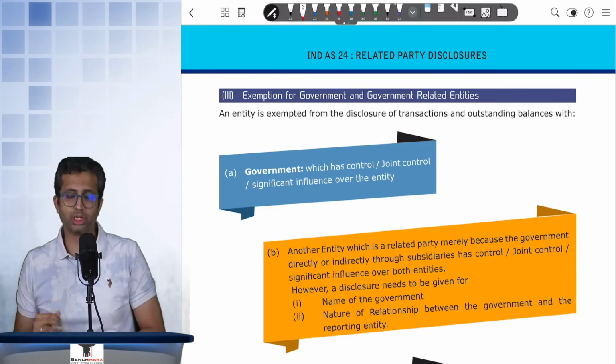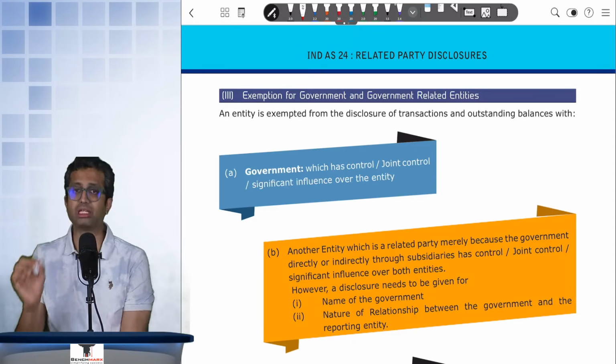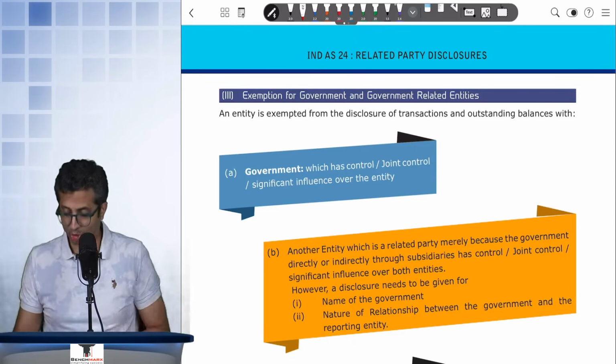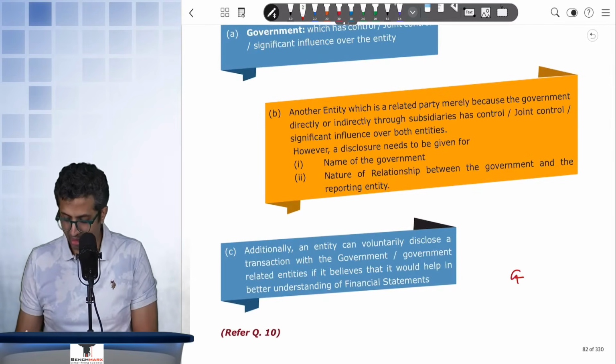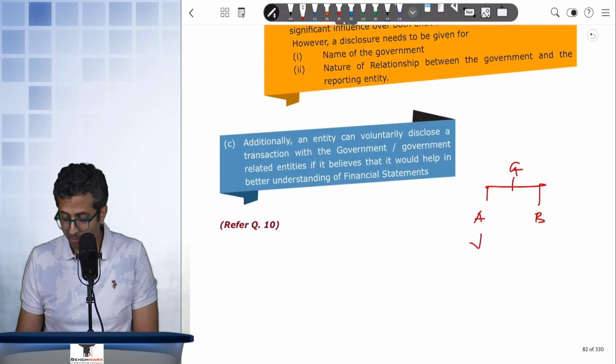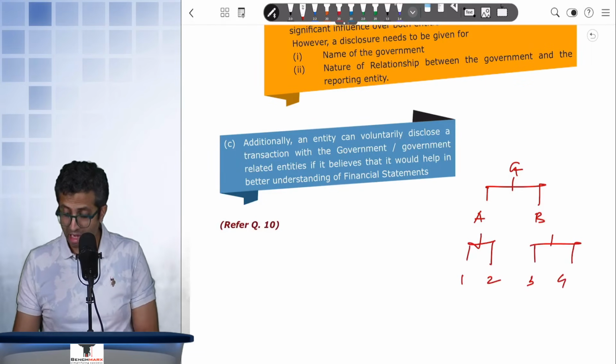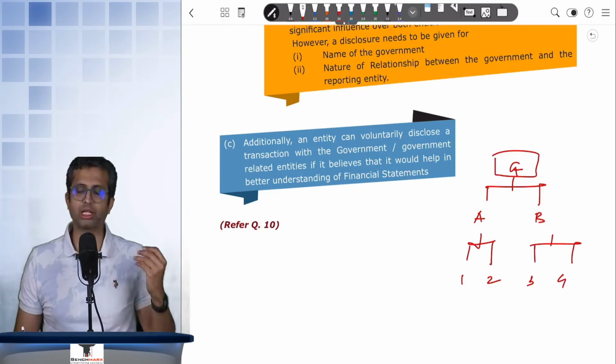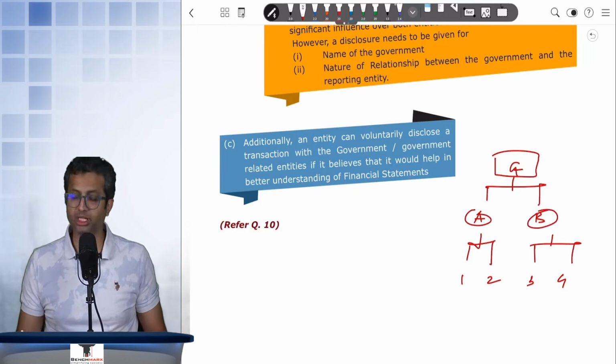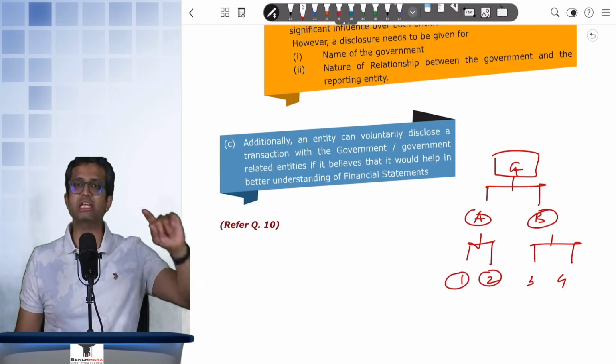Now the challenge over here is the law clearly says that the relationship can be direct or indirect. Like for example, there can be a government where there are two entities A and B who are subsidiaries. Below that there are other two entities 1 and 2. Over here other two entities 3 and 4. Now these are all subsidiaries and they are controlled directly. A and B are directly controlled by the government, whereas 1 and 2 are indirectly controlled by the government.